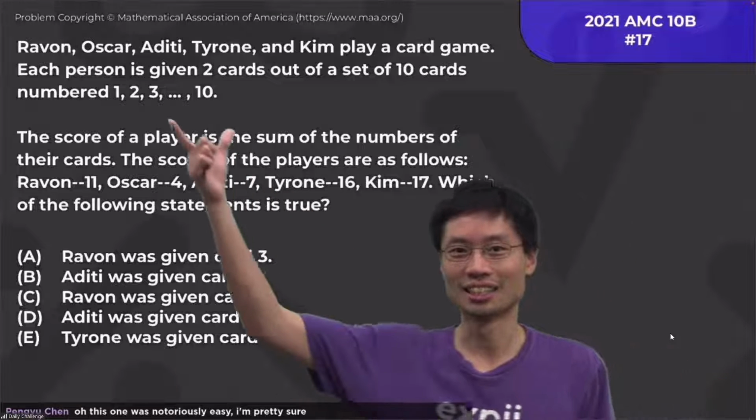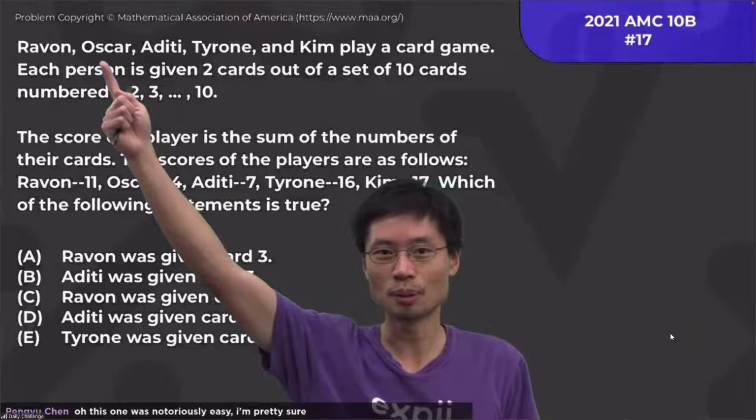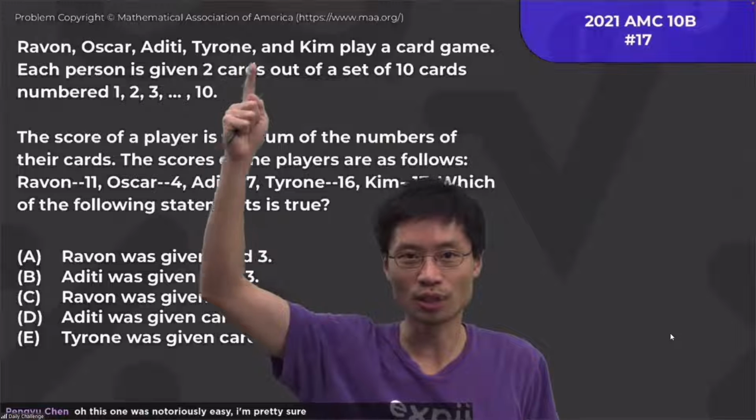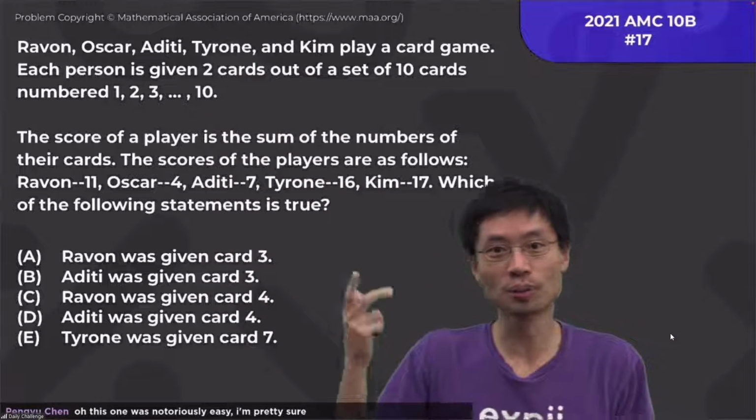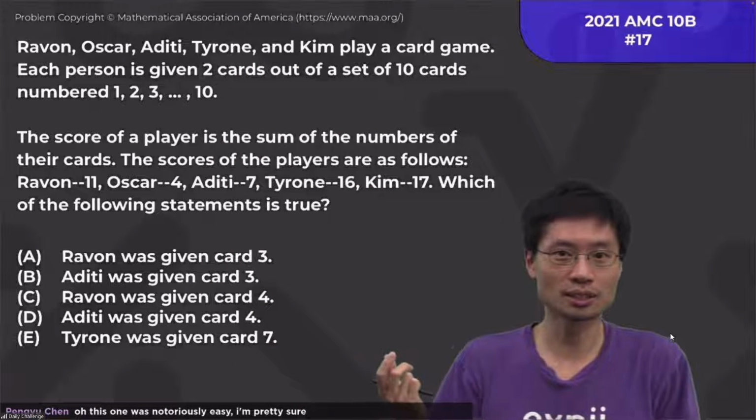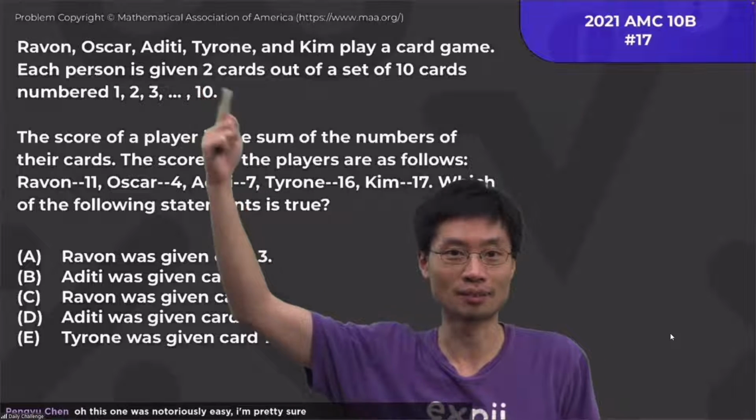I see that there are 10 cards, and I see how many people? 1, 2, 3, 4, 5 people. So if I have 5 people and 10 cards, well, I guess that means that everyone gets 2 cards? Yeah, 5 times 2 is 10, I get it.